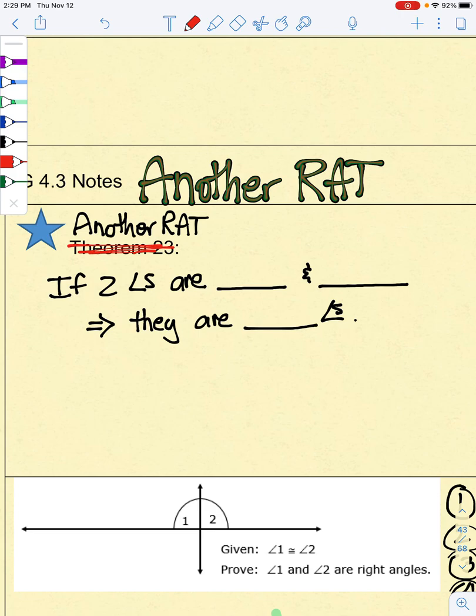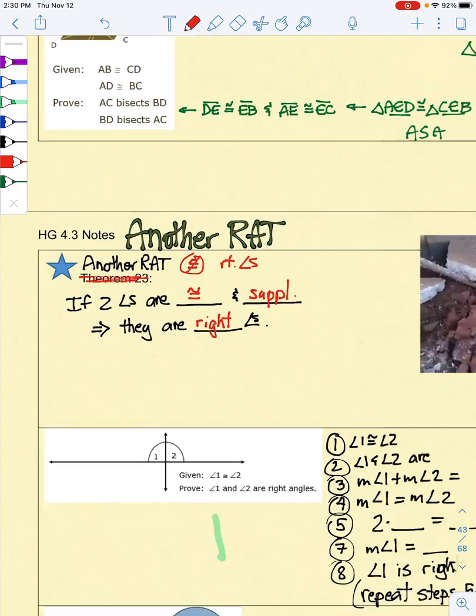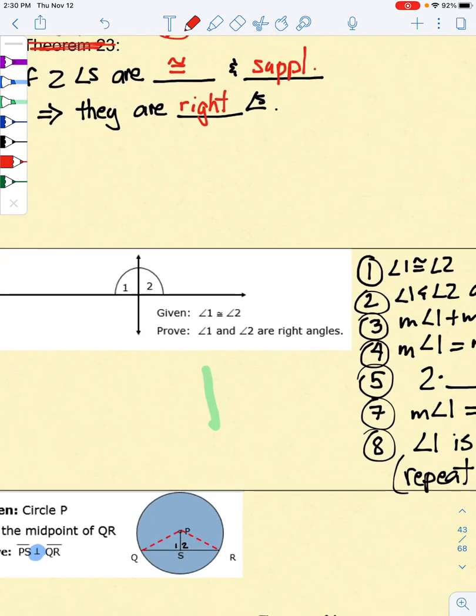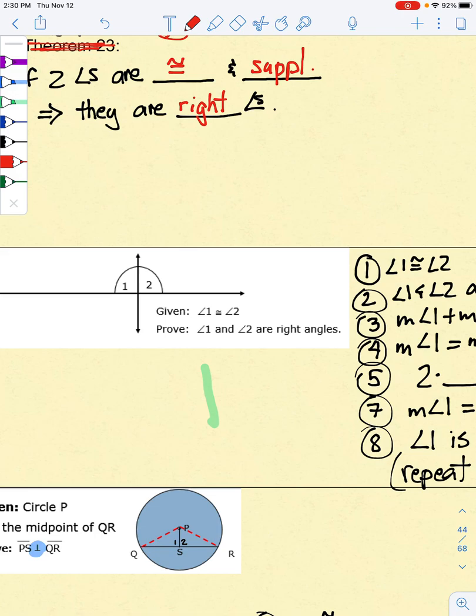Unlike the previous right angle theorem, this right angle theorem does something slightly different. We don't end up with two things being congruent, right? Instead, we end up with two right angles, right? And it says basically if two angles are congruent and supplementary, then they are right angles. All right?